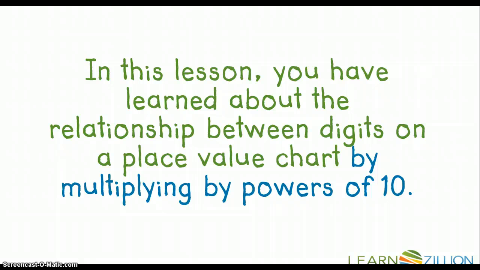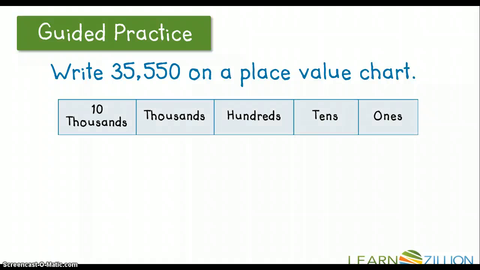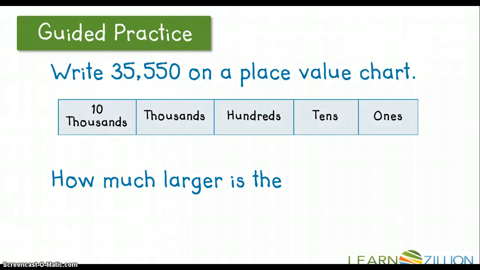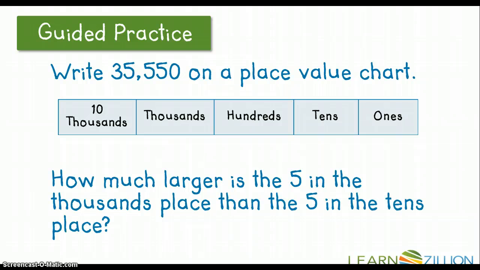In this lesson, you have learned about the relationship between digits on a place value chart by multiplying by powers of 10. Let's take a look at some guided practice. Write 35,550 on a place value chart, and you can use your WSQ for this. How much larger is the 5 in the thousands place than the 5 in the tens place?